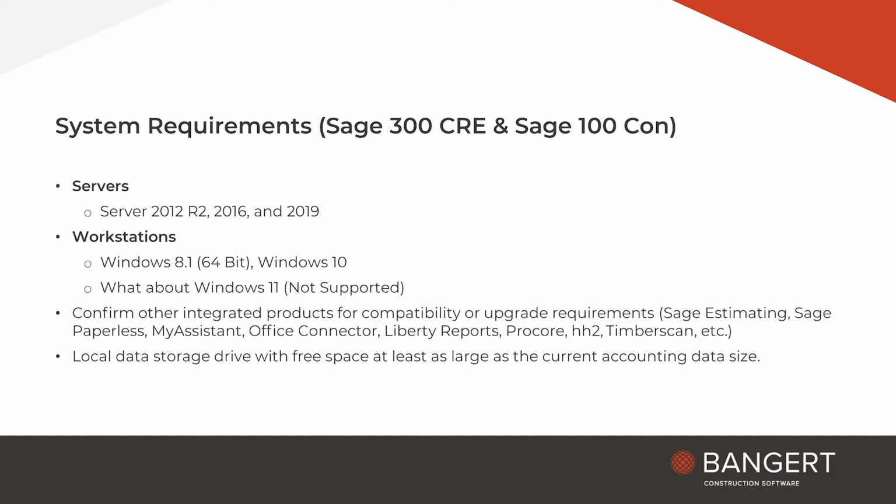As you think about your system requirements, you're also going to want to confirm that your integrated products, such as Estimating, Paperless, My Assistant, Office Connector, Procore, HH2, etc., are ready for the new version before you upgrade. You're also going to need a local data storage drive with as much free space as you have accounting data. That way you can make your backup before the year-end process.